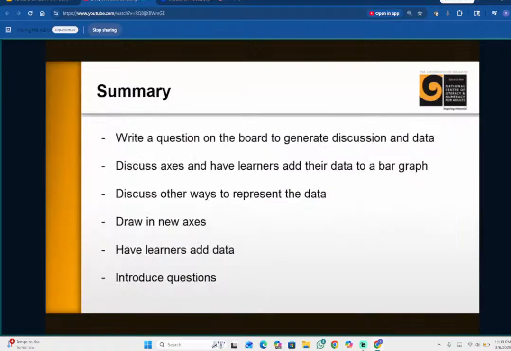So in summary, write a question on the board to generate discussion and data, discuss the axes and have the learners add their data to the bar graph, discuss other ways to represent the data and draw in new axes. And again, this is the difficult bit of this lesson, and that is getting the learners to think about how we might re-represent those data. Have the learners add the data and introduce questions to the learners to get them thinking about it.